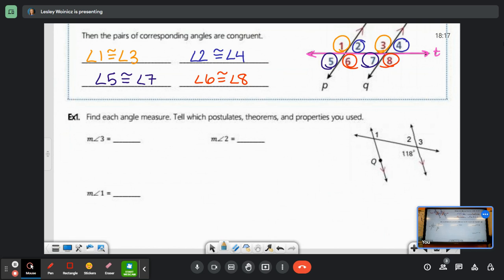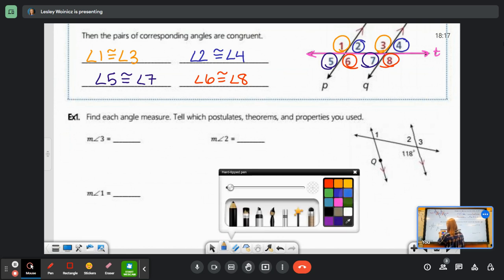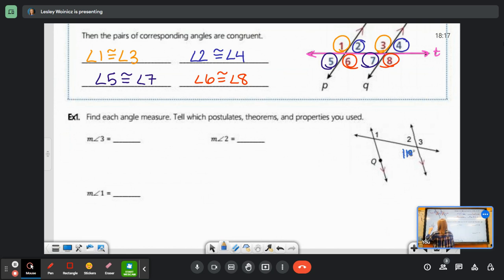Okay, so they're telling us that this guy over here is 118 degrees. And they want us to find the measure of angle 3. Well, the 118 degree angle and angle 3 are vertical angles. And we know that by the vertical angles theorem, they are congruent. So angle 3 is also 118 by the vertical angles theorem.